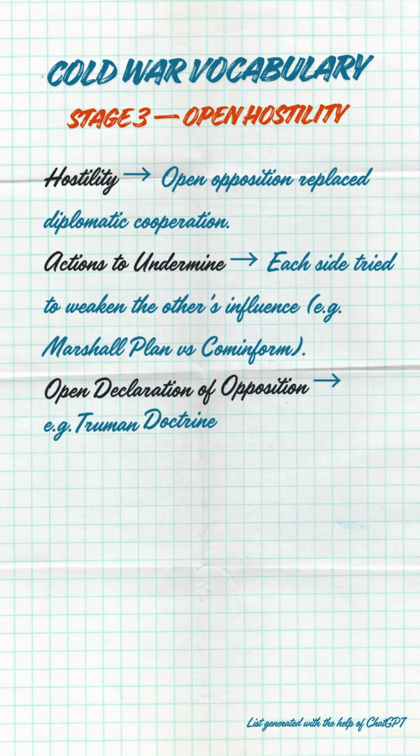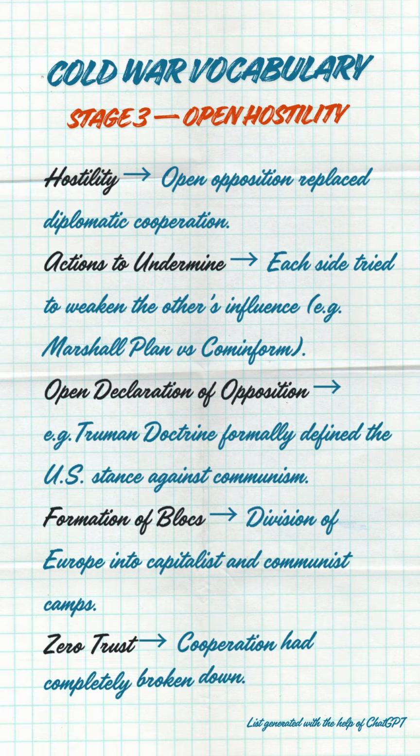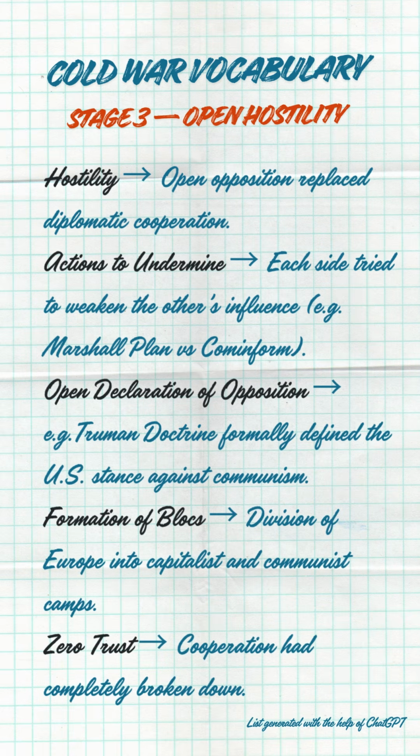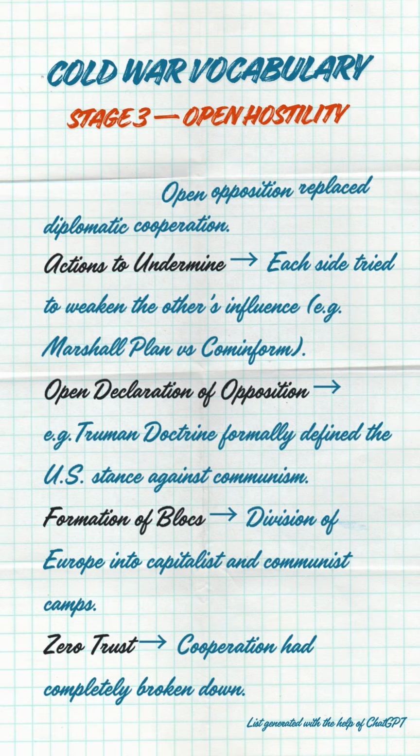Finally, by 1947, relations had hardened into open hostility. This is where we see confrontation, actions to undermine one another, and the formation of rival blocs. The US also openly declared its opposition to communism through events like the Truman Doctrine and Marshall Plan, and the Soviets responded by tightening their control over Eastern Europe through Comintern.